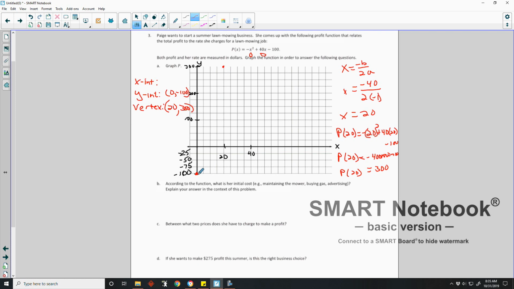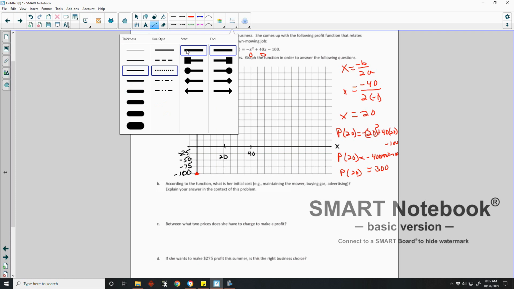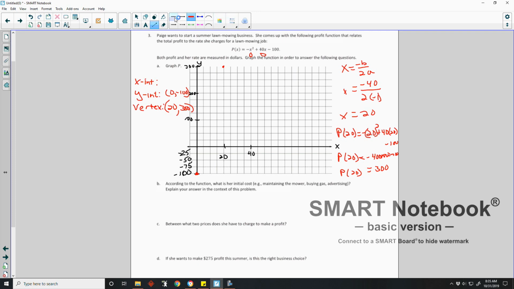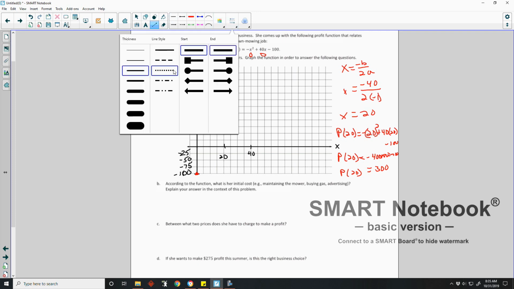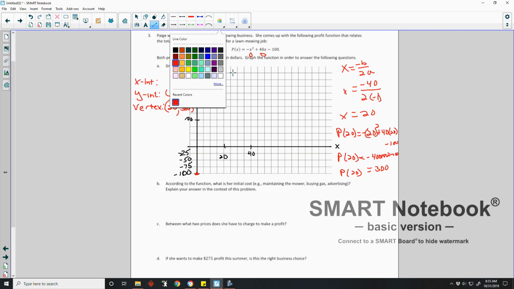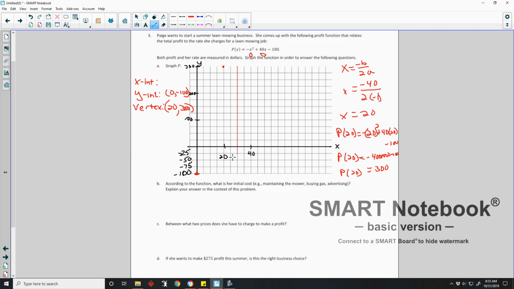So if it is down here at negative 100, and remember that my line of symmetry, we do a segment, dashed, and how about, whoops, a segment, dashed, a little bit thinner, and make it red, and that would go right here. There's my vertex, x equals 20. And I put it at 30 for some reason, so let's move that over here. There's my vertex. So there's the maximum.